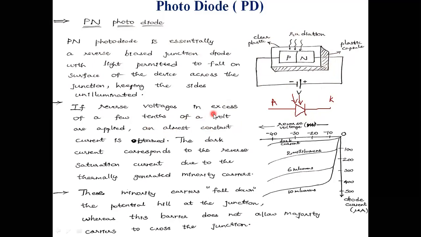If a reverse voltage in excess of a few tenths of a volt is applied, that means in the form of millivolts, minus 10, minus 20, minus 30, minus 40 millivolts, then an almost constant current is obtained. Starting from zero, with some constant luminescence, for example 10 millilumens, is given here.